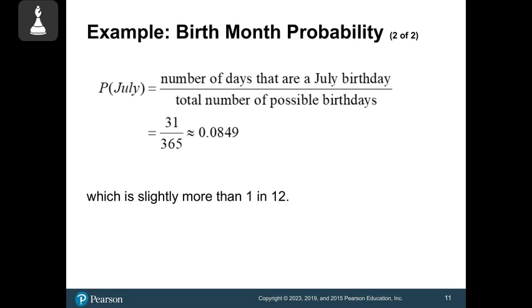And if I were to reduce that into a decimal, that's about 0.0849. And that's slightly more than 1 in 12. The reason being is July is one of the months with 31 days. There are months with only 30 days, and then you have February, which only has 28 days. So can't just say it's 1 in 12 because not all of the months have exactly the same number of days, but it is close to that value.